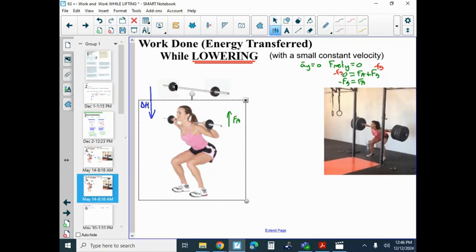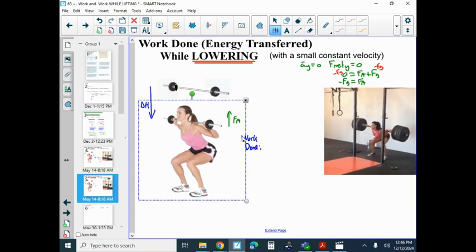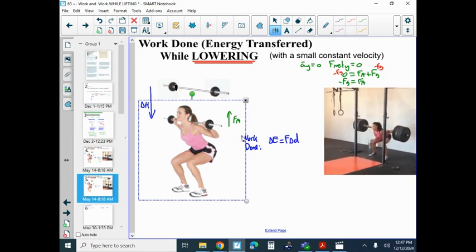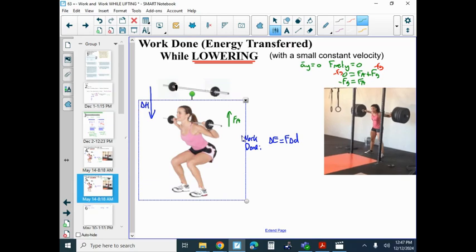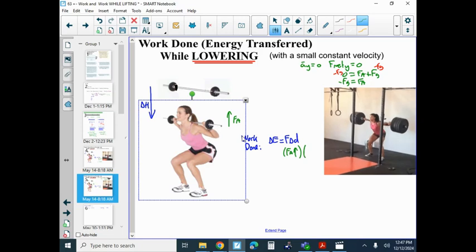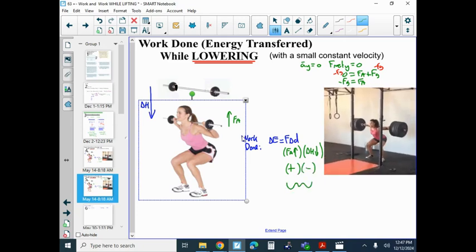So same deal here. We've got work done, and we've got our delta E equals our F delta D. And of course, we've got our Fa is still up, but our delta H is down, right? So pretty easy to tell here that you're going to have a positive number and a negative number. And so you're going to have a negative work done.